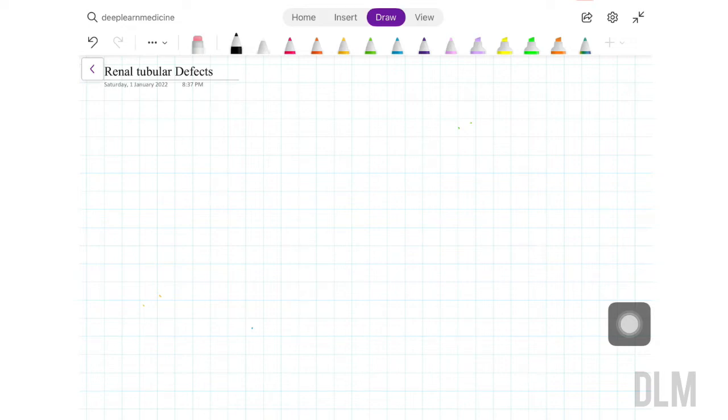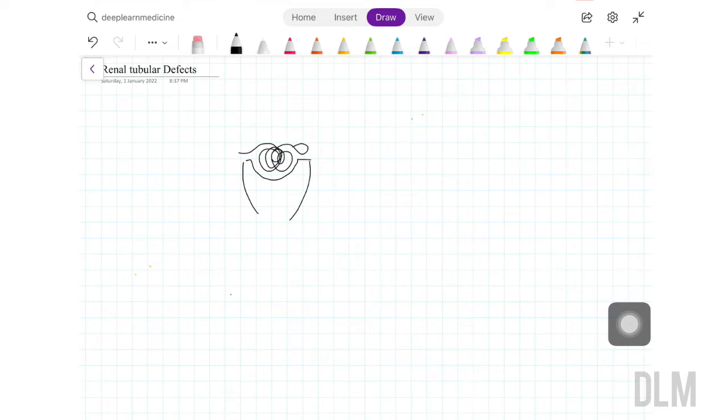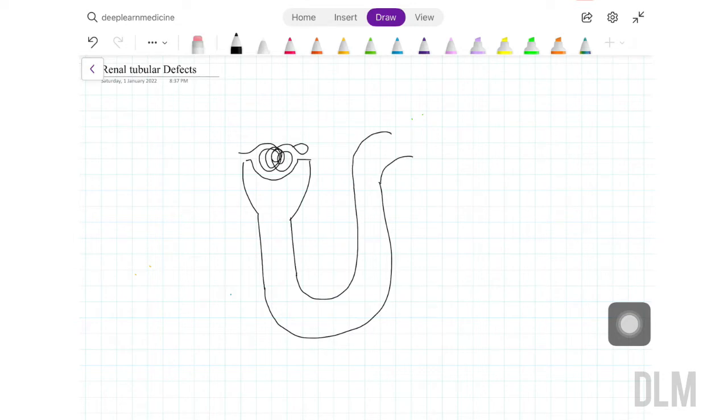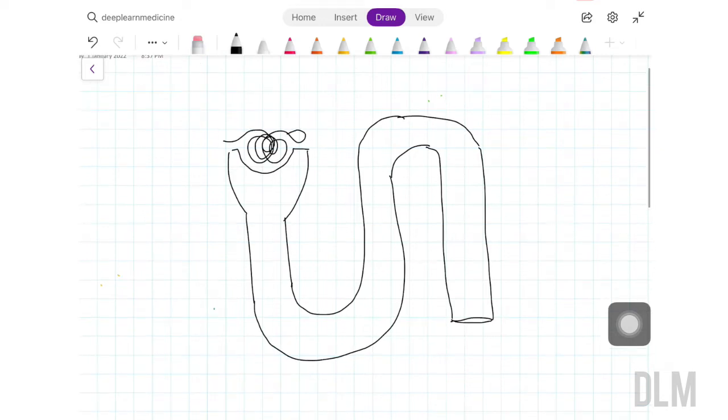So let's get started. Let's begin by drawing out what we already know about the nephron. Here we have the glomerulus, here we have the proximal convoluted tubule, and then we have the ascending limb, the distal convoluted tubule, and then the cortical collecting system, right? This is something that we already know. It's not hard, you already know this, right? Now, let's take it a step further.